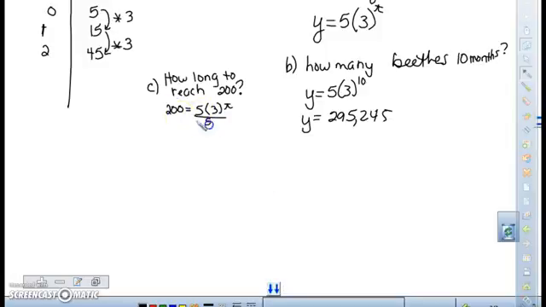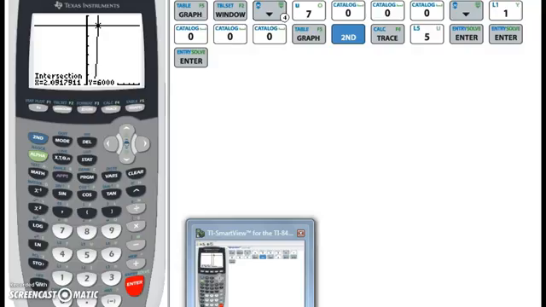So we divide by 5. So we get 40. So we need to figure out and write these as the same base if we can. I don't think that's going to happen. So what we're going to have to do is put this into our calculator and see where the two will cross each other. Or we can continue our chart. So let's go to our calculators. We're going to put these in.